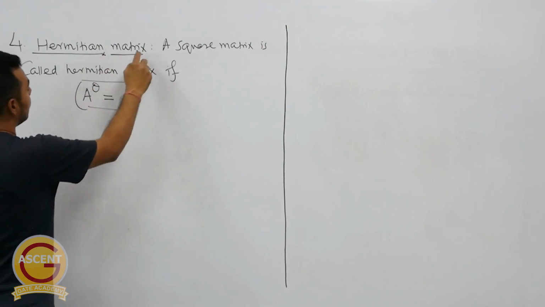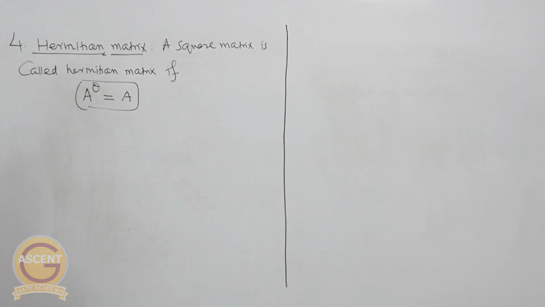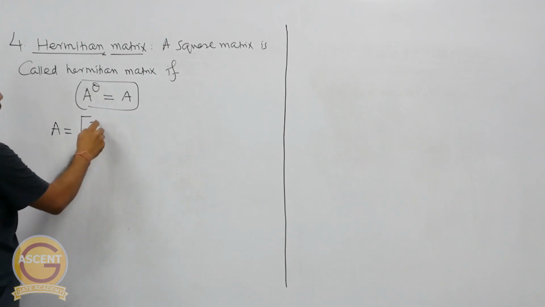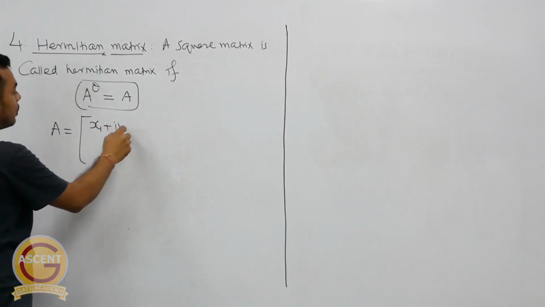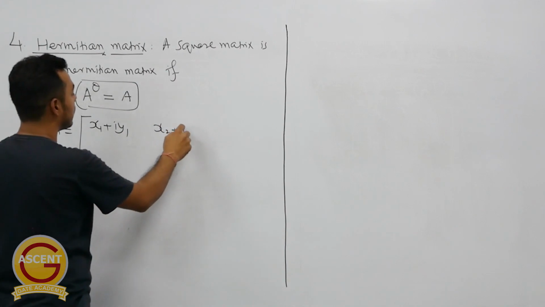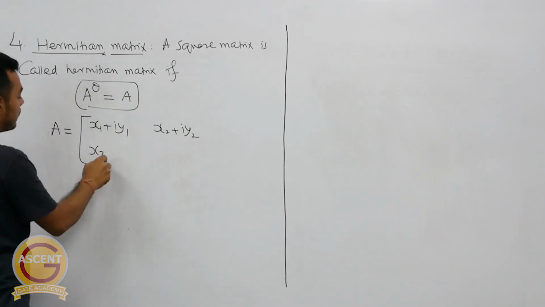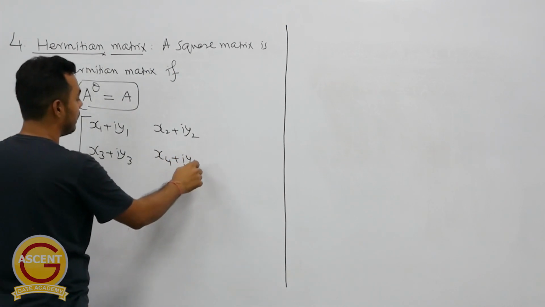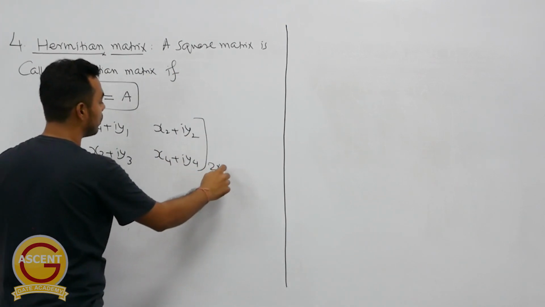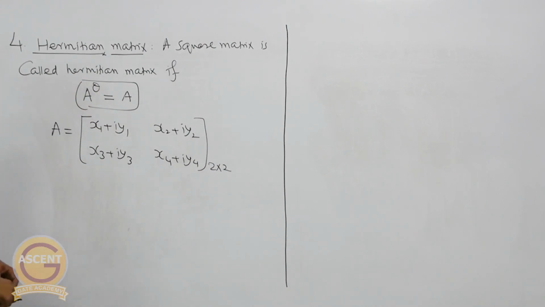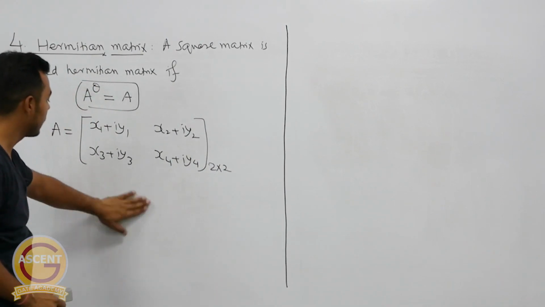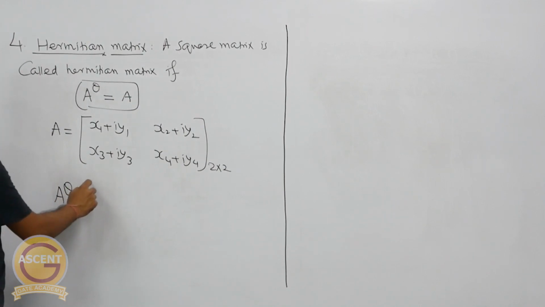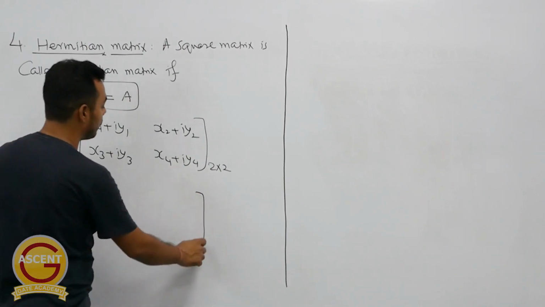We are going to see the second definition of a Hermitian matrix. So suppose I have a matrix A whose elements are x1 plus iota y1, x2 plus iota y2, x3 plus iota y3, x4 plus iota y4. I am taking an example of a 2 cross 2 matrix just to explain the second definition of a Hermitian matrix. If this is my matrix A, then for the conjugate transpose of this matrix, first we have to take the conjugate of each of these elements.